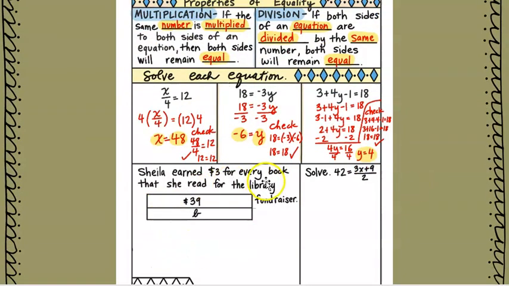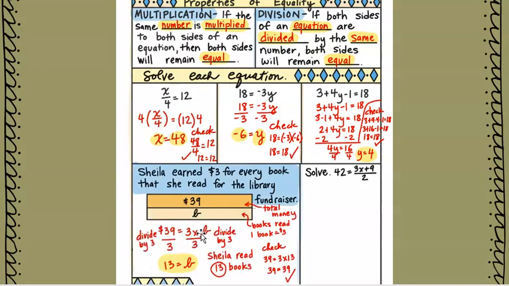Sheila earned $3 for every book that she read for the library fundraiser. She got $39 altogether. So how many books is that? $39 divided by the number of books, right? Well, if we divide the 39 by 3, 39 divided by 3, that gives us our books.